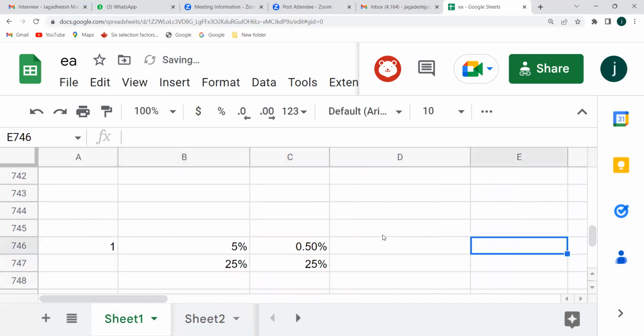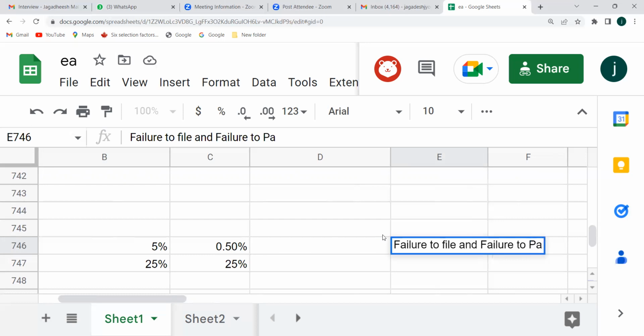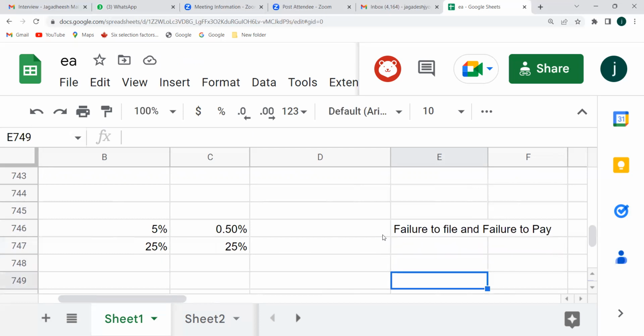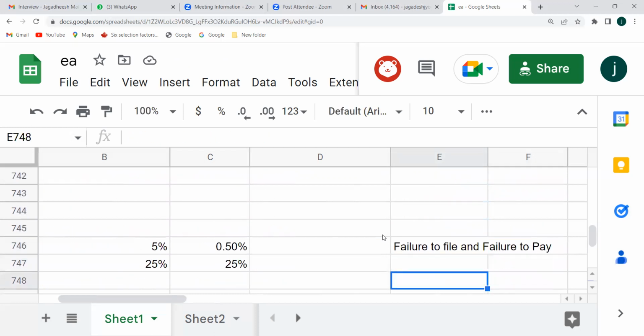And in some cases we need to pay two things: the failure to file penalty and the failure to pay penalty. By any chance, if we are supposed to pay these two amounts in one month, now in this case we are in the June month, you will get some benefit in the month of June. So you can avoid the penalties.